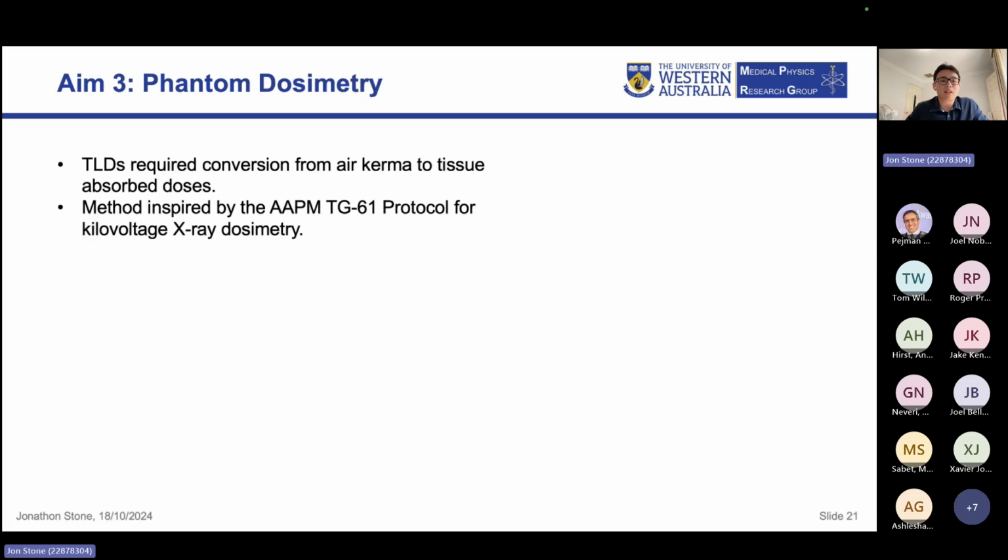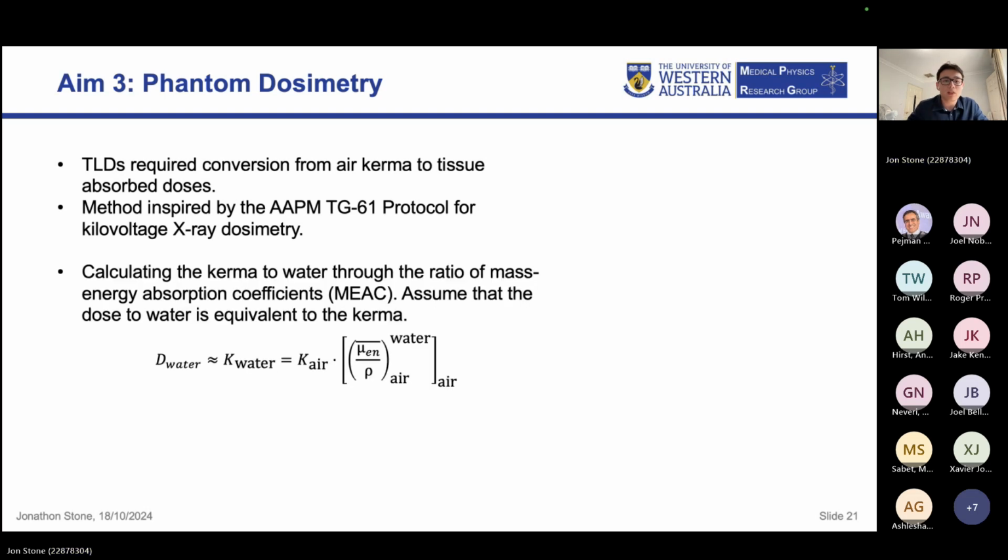And so for the phantom dosimetry, as I mentioned before, the TLDs were calibrated in terms of air kerma. So they needed to be converted to tissue absorbed doses. So we used a method inspired by the AAPM TG61 protocol for kilovoltage X-ray dosimetry, which allowed us to calculate the air kerma to water through the mass energy absorption coefficients, MEACs for short. And then we can also assume that the dose to water is equivalent to the kerma, and that's because our energy is so low.